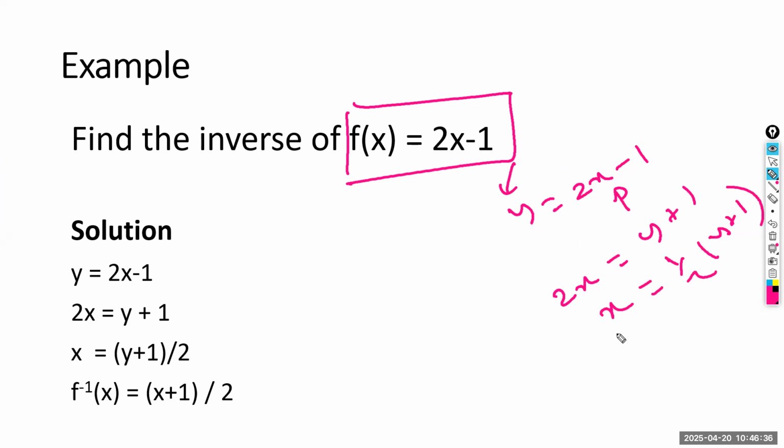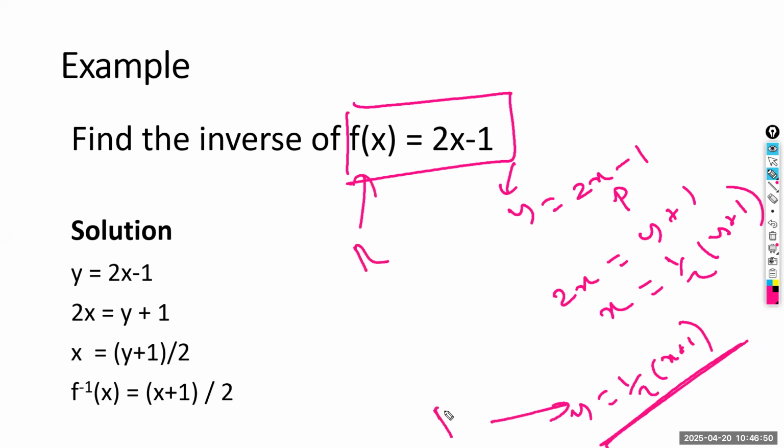Now you change it, because usually we write it as y equals the relation. So now swap x and y. y equals half of x plus 1. And this is your inverse relation. If this is your r, this is your r inverse. Okay, simple as that. If you want, you can double check.